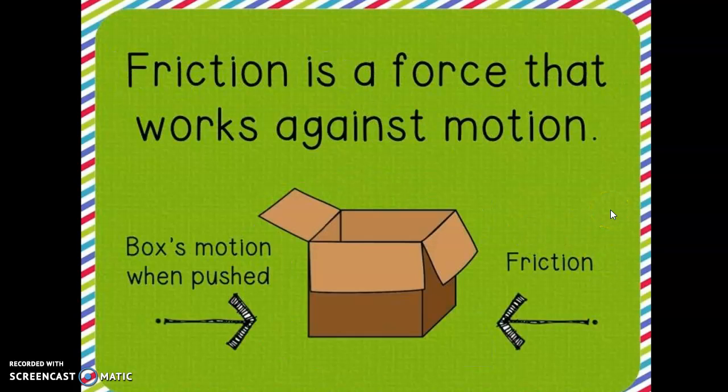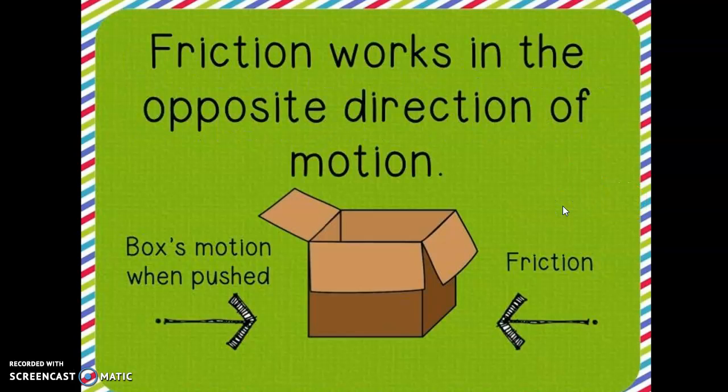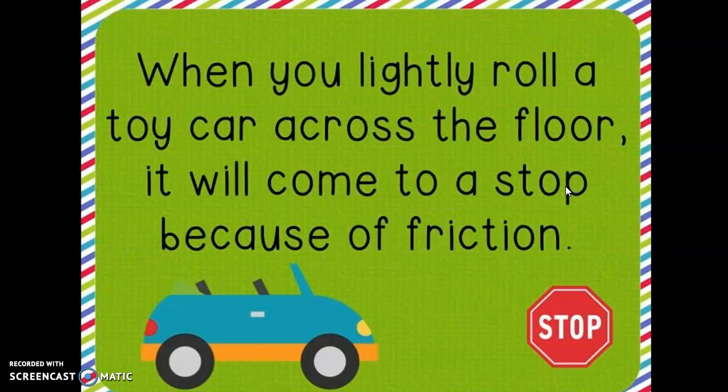Now, friction is a force that works against motion. So, this box down here at the bottom, if I was trying to push it against the carpet of my classroom floor, then that carpet would be rubbing against the box, and that is what we call friction. So friction is a force that works against motion. It works in the opposite direction. So if I'm pushing forward, it's pushing back. So when you lightly roll a toy car across the floor, it's going to come to a stop because of friction.